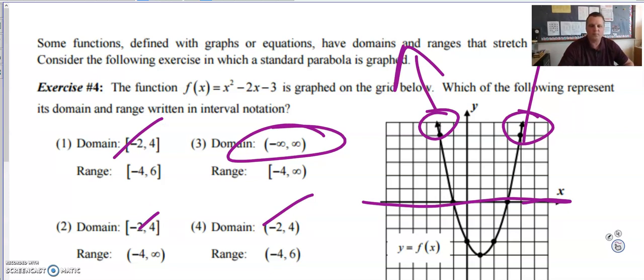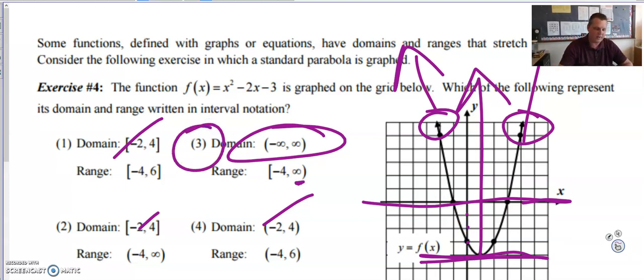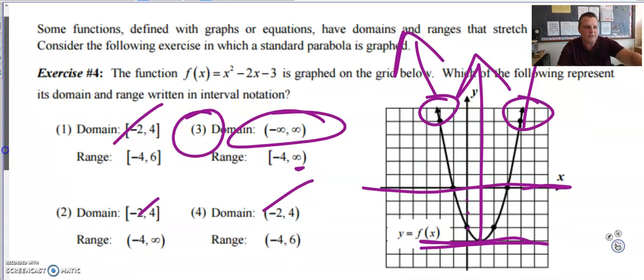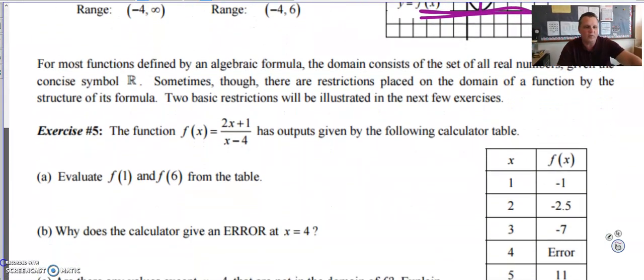But to prove it, you want to find the range. So the range are your y values. So my y values start down here and go up to positive infinity. And this starts at negative 4. So that's why it's choice 3, because that meets the qualification of the domain and the range.